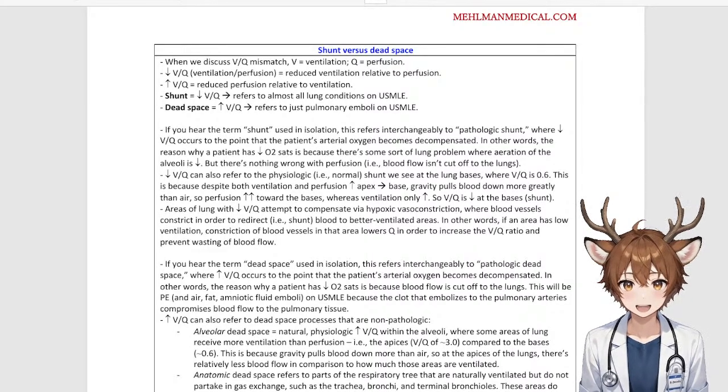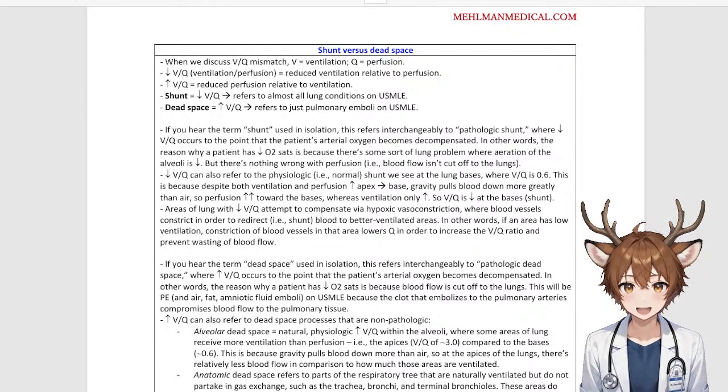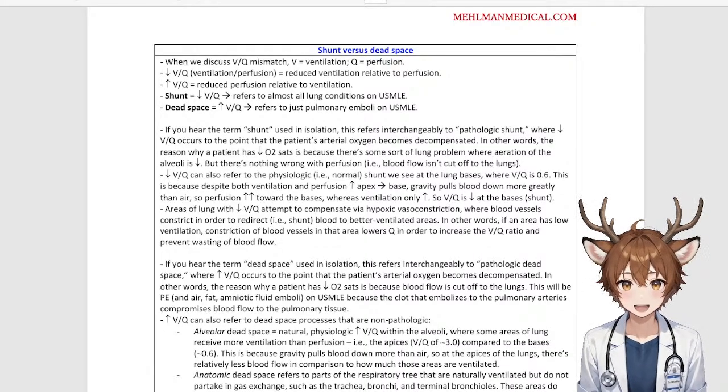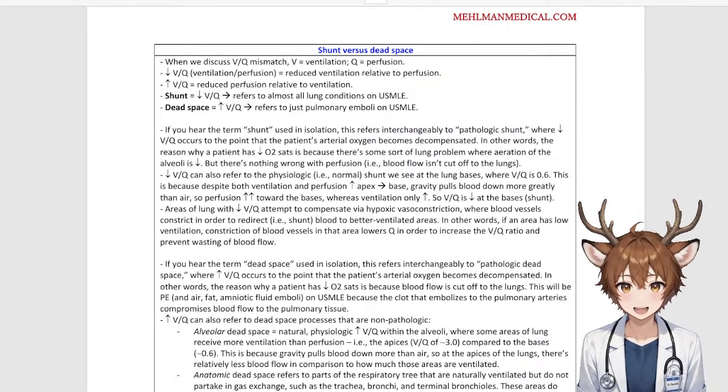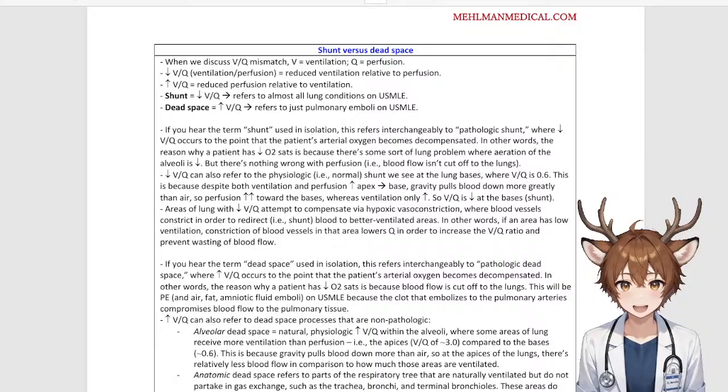And why is that the case? Doesn't it have worse perfusion? Yes, it has worse, doesn't it have worse ventilation? Yeah, it has worse ventilation, but the perfusion is so bad, comparatively speaking, that the ventilation outpaces it. So it's all relative, if you think about it.